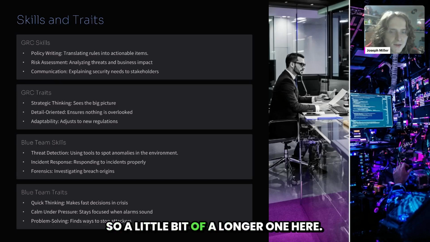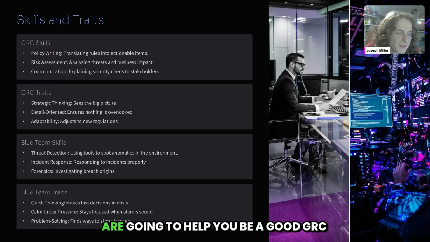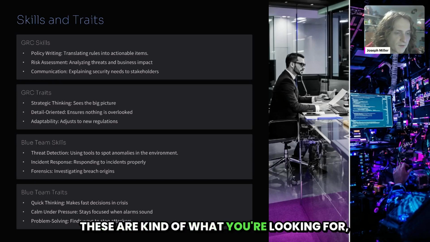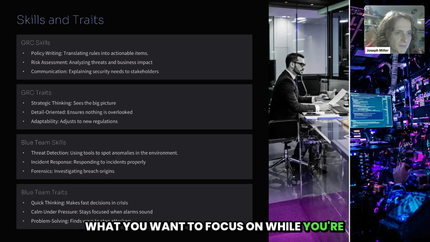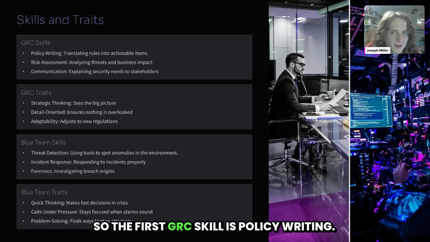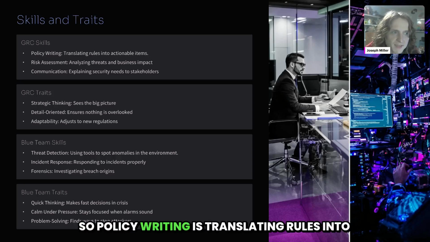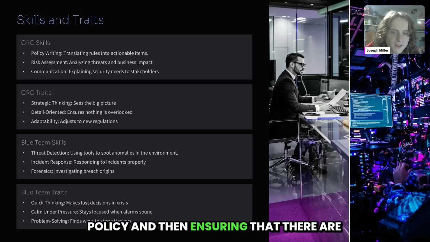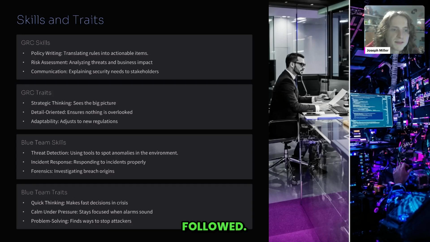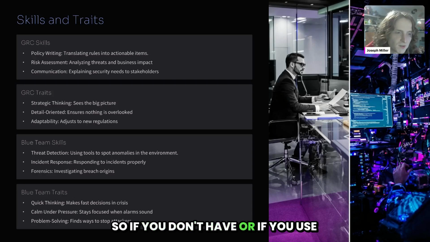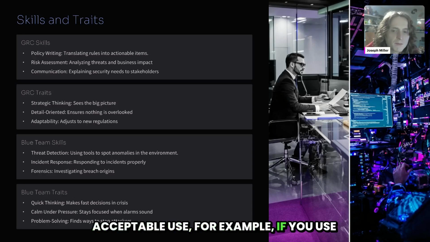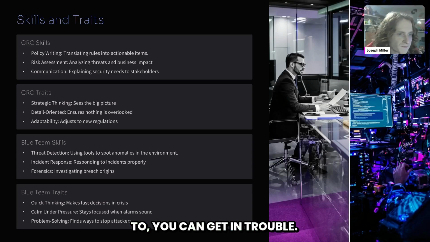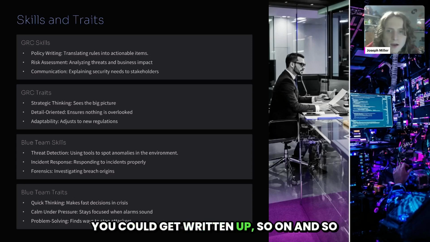All right, so a little bit of a longer one here. These are the skills and traits that are going to help you be a good GRC engineer. These are kind of what you're looking for, what you want to focus on while you're studying up, right? So the first GRC skill is policy writing. Policy writing is translating rules into actionable items that have to be followed. This can be done with having employees agree to a policy and then ensuring that there are repercussions if the policy's not followed, right? So if you use, for example, an acceptable use policy, if you use your computer in a way you're not supposed to, you can get in trouble. You could get fired, you could get written up, so on and so forth.